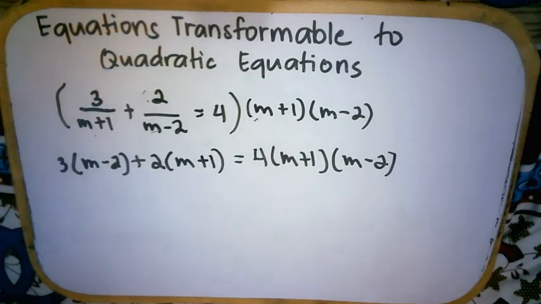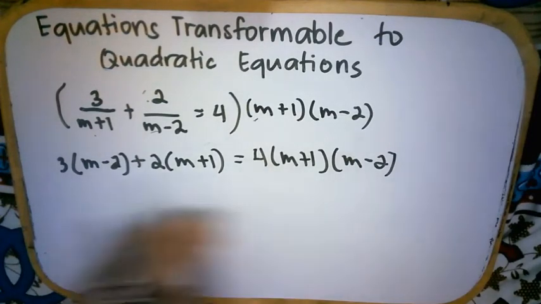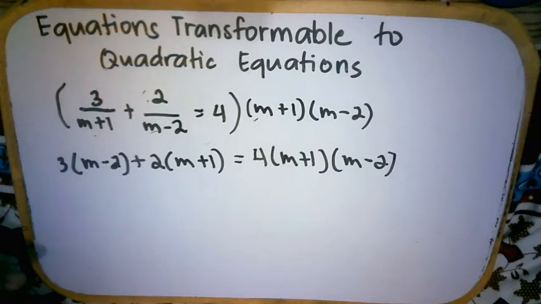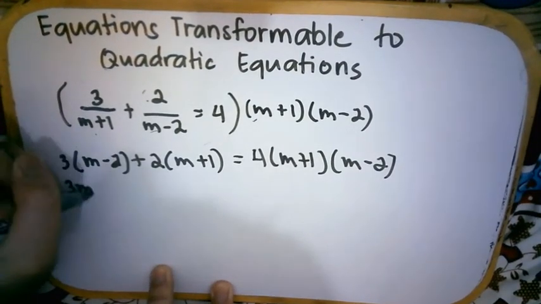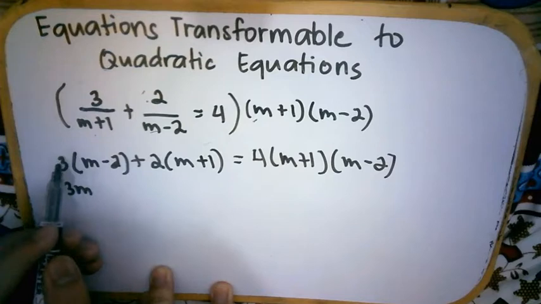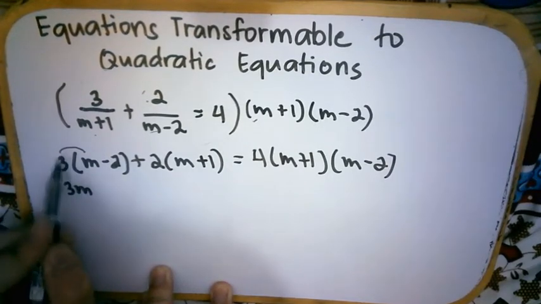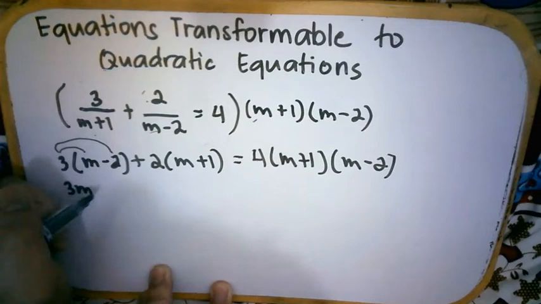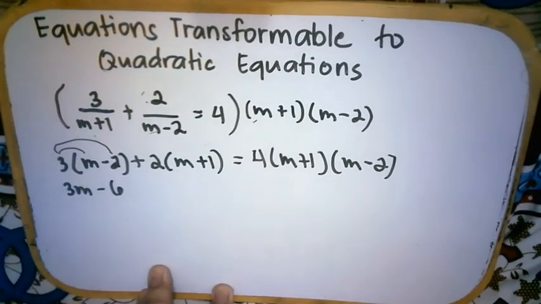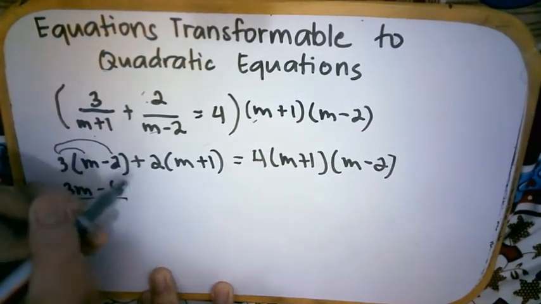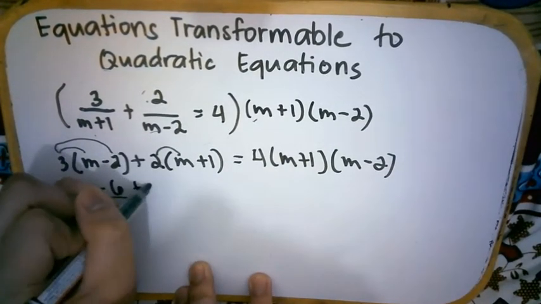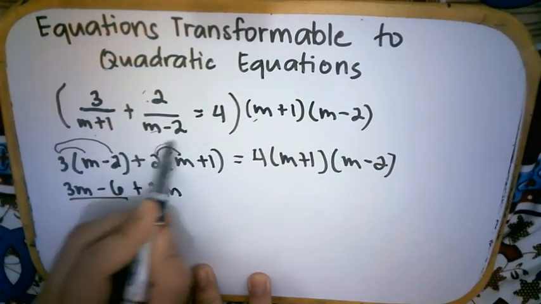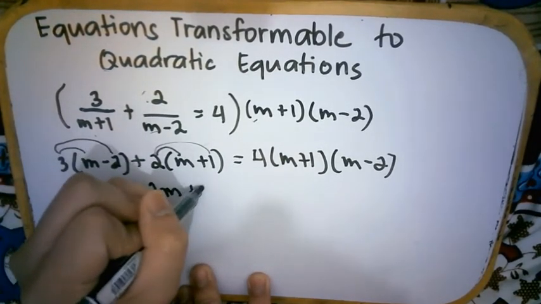Okay, we are not yet done. So, medyo mahaba siya, but of course, we're going to do it one by one. Simplify natin ng dahan-dahan lang. We have here 3 times m minus 2. Distribution method po ang gagawin. So, 3 times m is 3m, and then 3 times negative 2 is negative 6. So, we're done with this part. After that, another distribution method. So, 2 times m is 2m. And 2 times 1 is 2. So, we have plus 2.